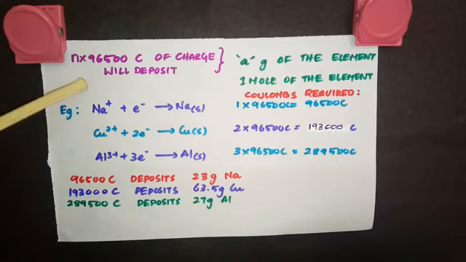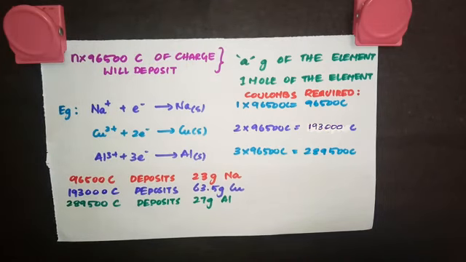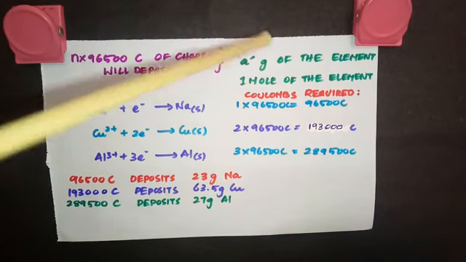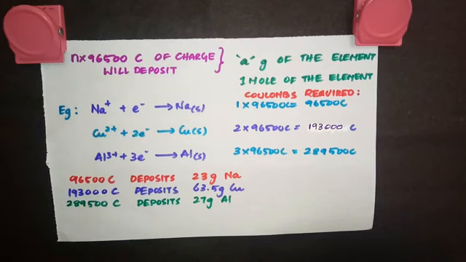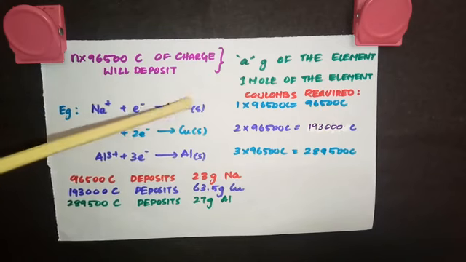Look here, I just told you n into 96,500 coulomb of charge will deposit a gram equivalent of the element. When you say the atomic mass of the element, it can be represented as 1 mole also, because 1 mole of any element will have a weight of its atomic mass. So look here, Na plus electron, 1 electron gives you Na solid.